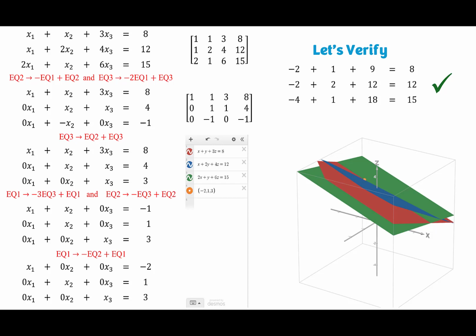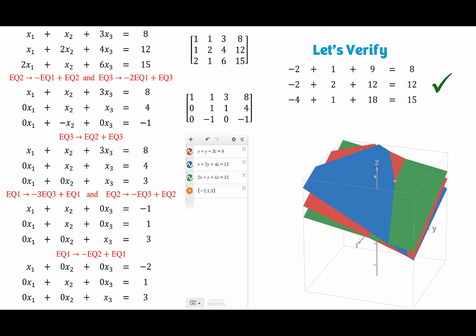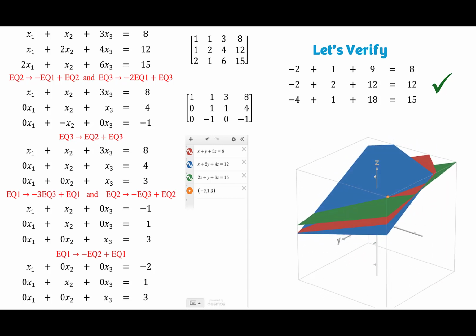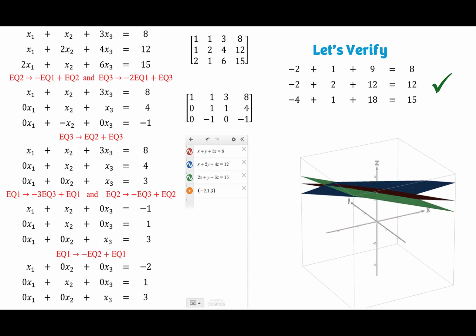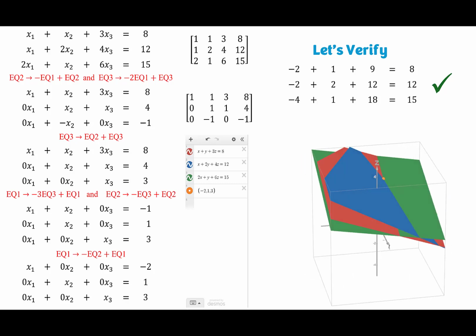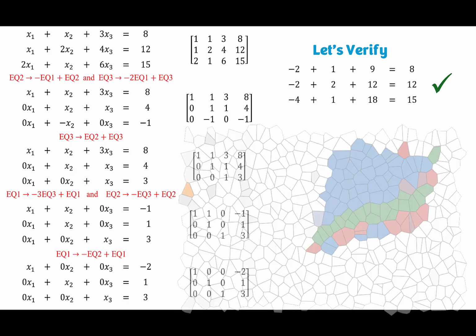Now it would be hard to kind of identify that without me plotting the point. But I'll give it a little spin here so it's easier to see. Right, those 3 planes all intersect at negative 2, 1, 3. So that's a way to think about it visually.